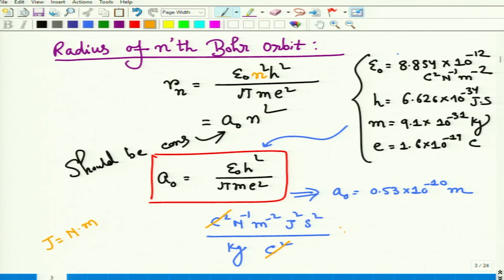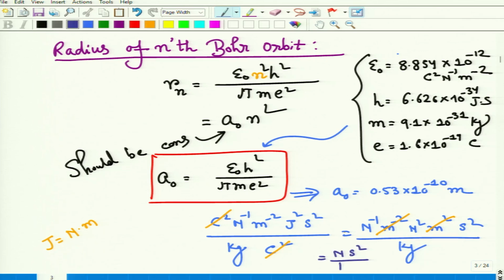So, let me write it. So, Newton inverse meter to the power minus 2, Newton square meter square second square divided by kg, but this kg should be cancelled. Okay, let me see. Okay, Coulomb square, it's correct. I think there is no mistake. Okay, so now meter square will be cancelled, and it is Newton, 1 Newton is there, second square by kg, right.